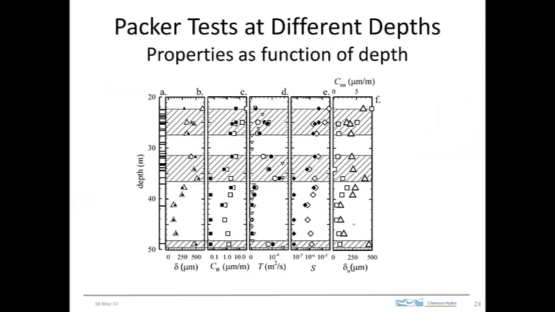Here's an example of some data that was obtained from LAR4 at the lower well field. We conducted about 15 packer tests, maybe 20 packer tests, as a function of depth in LAR4, and we measured the transmissivity.